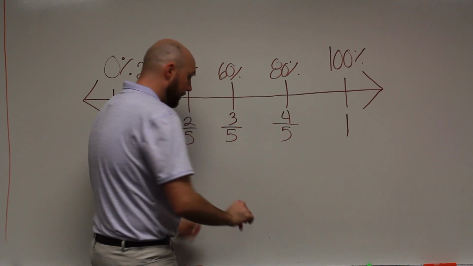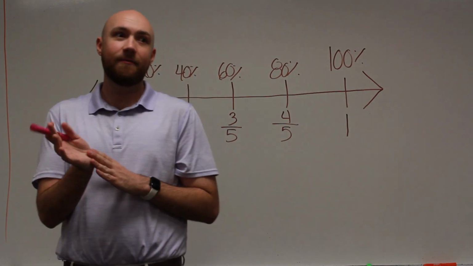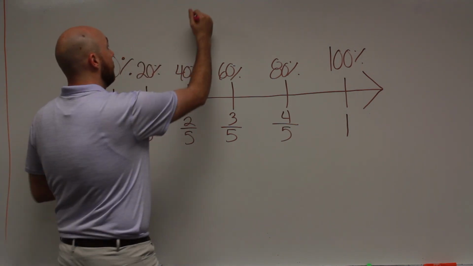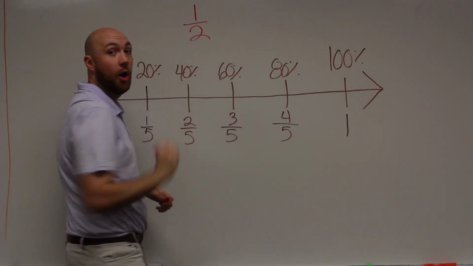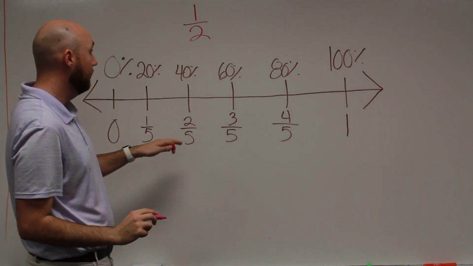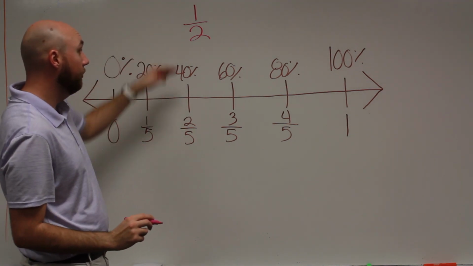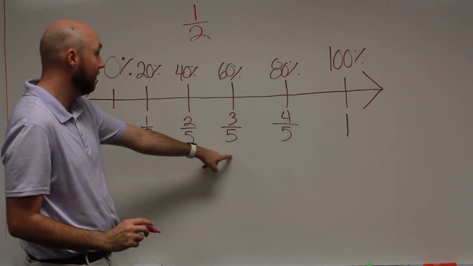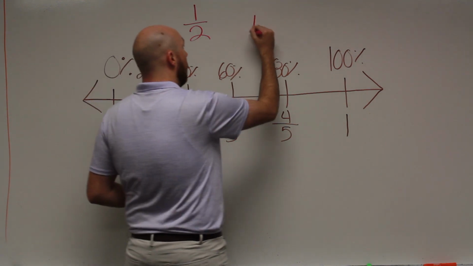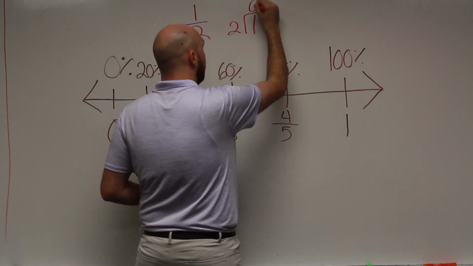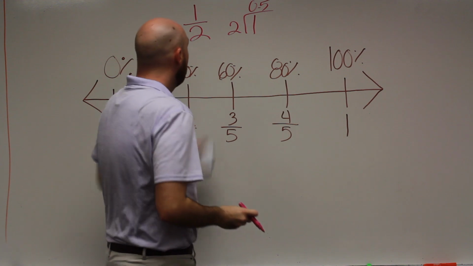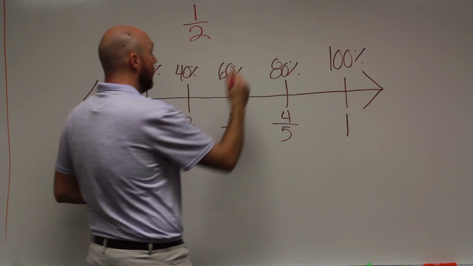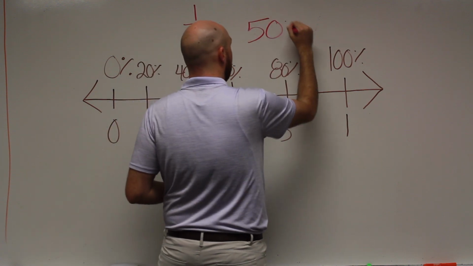Now we're given a number. Let's say we're given 1/2. I'm going to write it up here. It says place 1/2 on the number line that we have right here. How can we do this? We need to make it a decimal or something, because our denominators are 5. So I'm going to do 1 divided by 2. You get 0.5. My decimal is 0.5 and my percentage, when you multiply that by 100, is 50%.